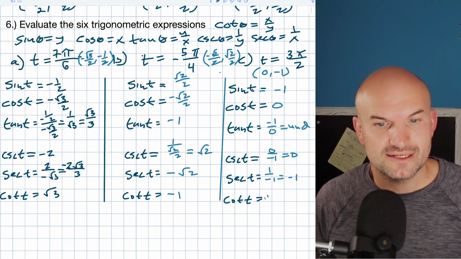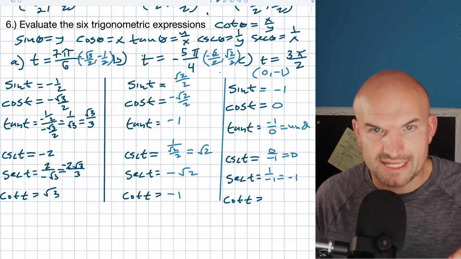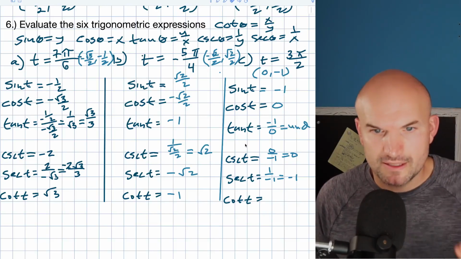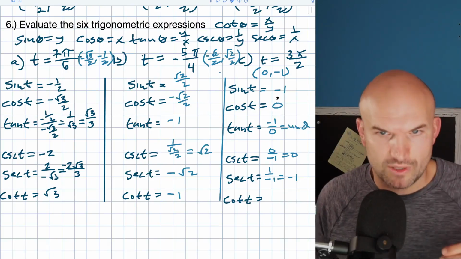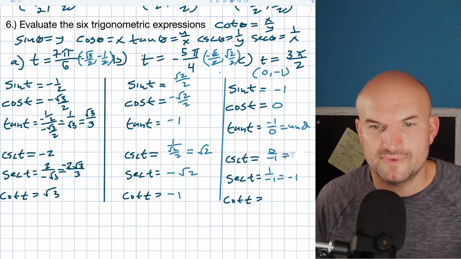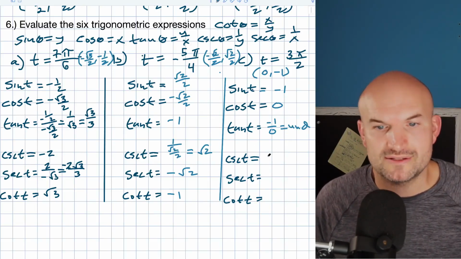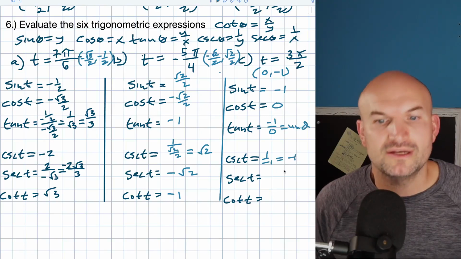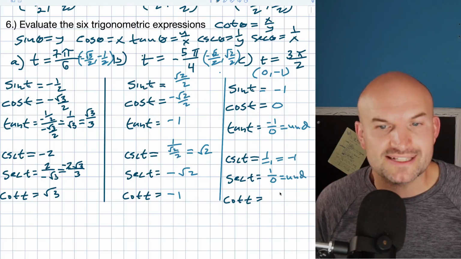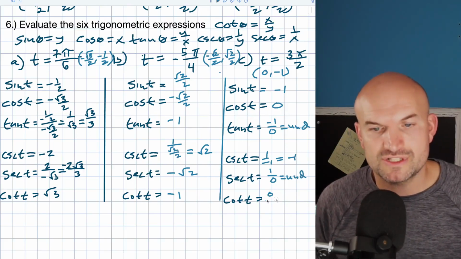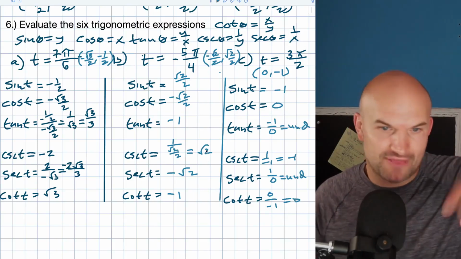Sorry, I did that wrong. Let me slow down here. Tangent was undefined, good. Oh no, I got those wrong. Cosecant is 1 over y, right? So that's 1 over negative 1, which is negative 1. Secant is 1 over x, which is 1 over 0, which is also undefined. And cotangent is x over y, which is 0 over negative 1, which is equal to 0. Okay, so that was going through all of them.